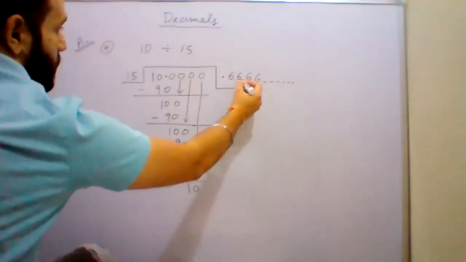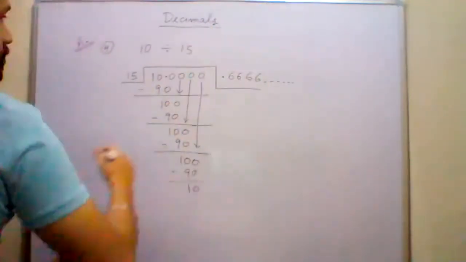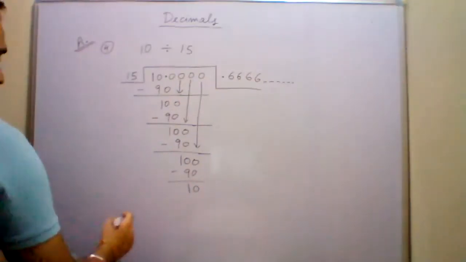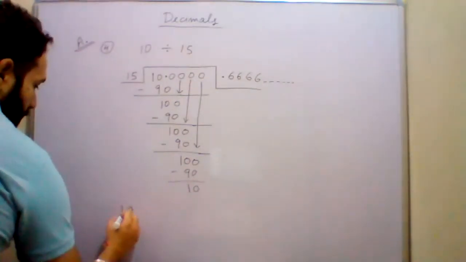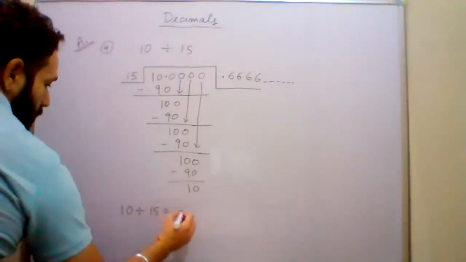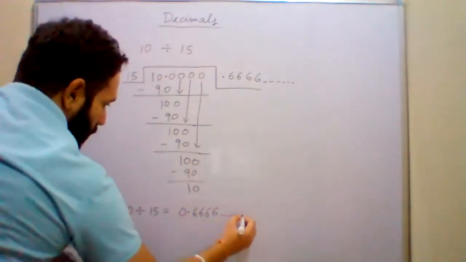So simply write 0.6666 and dot dot dot. This shows that it has an infinite number of decimal places, unlimited decimal places. So what will be your answer? 10 divided by 15 is equal to 0.6666 and dot dot dot.